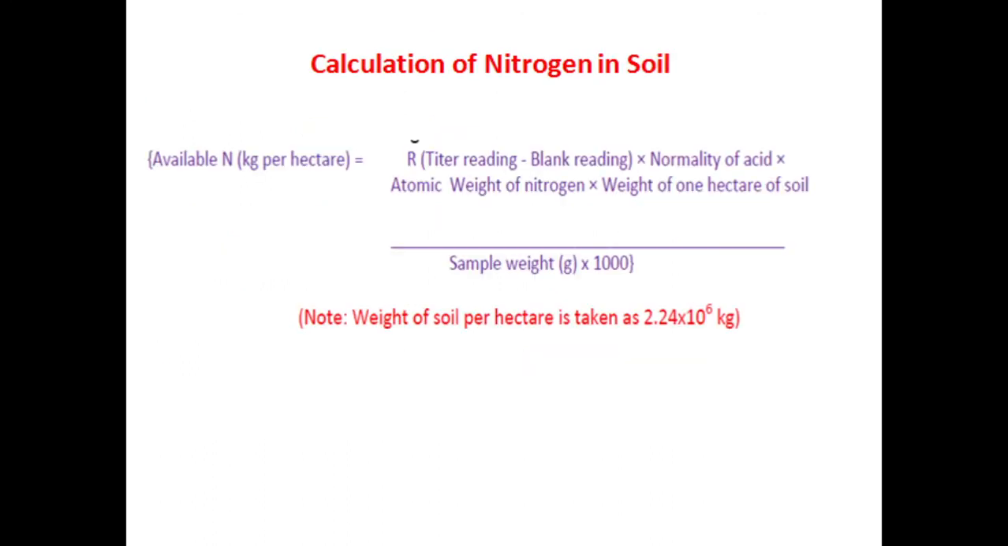Okay, using that titer value, you can find out the amount of nitrogen present in the soil by using this formula. Here R is the titer reading obtained in the burette. Then the normality of the acid, the sulfuric acid, is given as the standard one. Then the atomic weight of nitrogen is taken as 14, and the weight of 1 hectare of the soil, approximately, divided by the sample weight that we have taken, 20 gram, into 1000. Using this formula you can find out the amount of available nitrogen, in kg per hectare. So this is how the pH and nitrogen of the soil can be measured. Thank you.